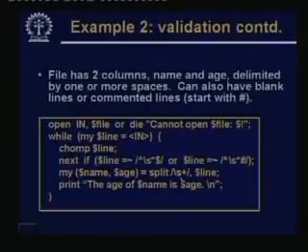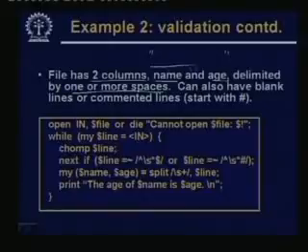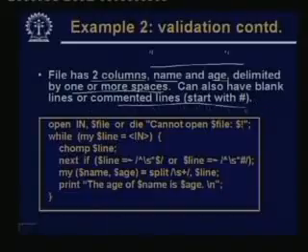Let us take another example. Suppose we have a file of text, there are two columns, first column contains name, second column contains age, and between name and age there will be some spaces. Just assume for the time being that if the name has a space, it is included within double quotes. There can be blank lines or commented lines starting with hash also. So, we want to validate this kind of file, whether the data is more or less correct or not.